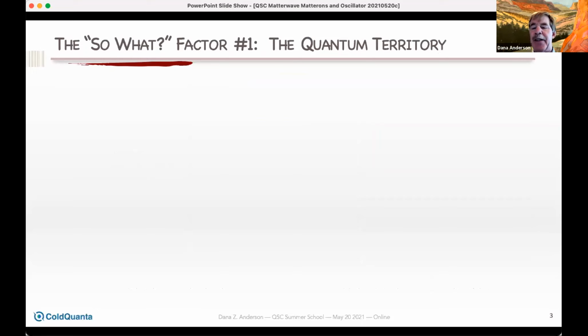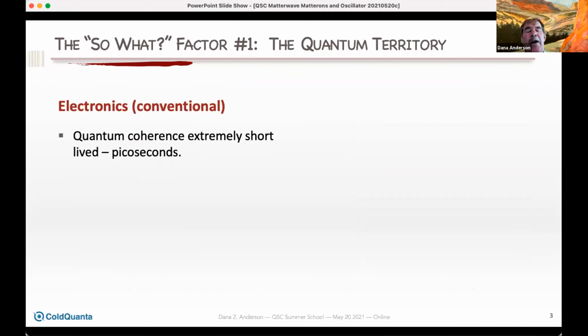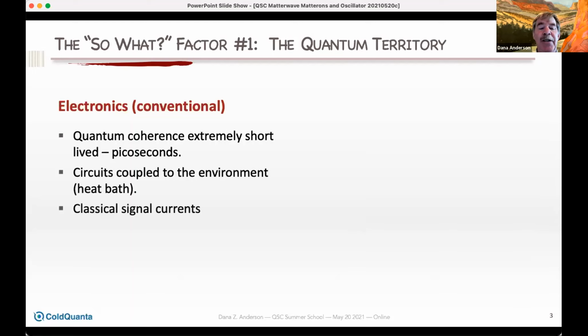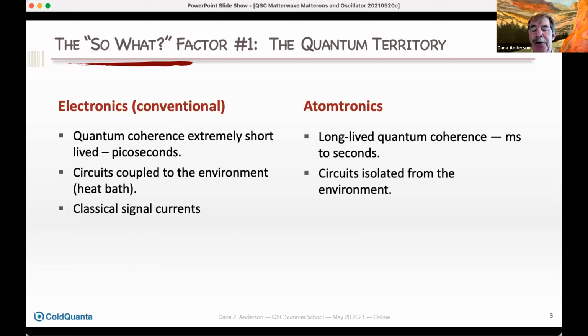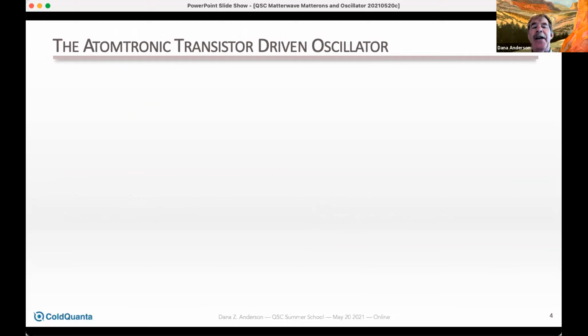So why is this interesting, and why do I spend time doing it? Well, in conventional electronics, we know it's hard to work in the quantum domain unless we go to superconductors. But in room temperature circuits anyway, quantum coherence is extremely short-lived. Circuits are coupled strongly to the environment, and one has classical signal currents. In Atomtronics, the goal is to take advantage of very long coherence times, milliseconds to seconds, circuits that are isolated from the environment. And I'm, by the way, not talking about the term circuits as it's used in quantum computing, but the term circuits as it is used in electrical engineering. So we can have circuits that are entirely isolated from the environment, and we can carry signal currents that are quantum in nature. So we can consider superposition, entanglement, and so on in the case of Atomtronics.